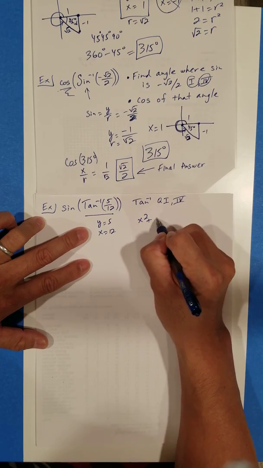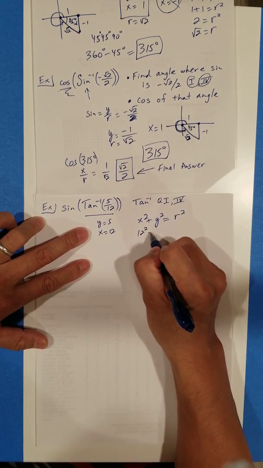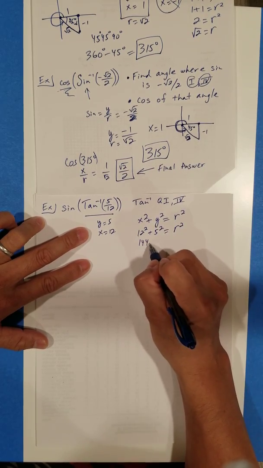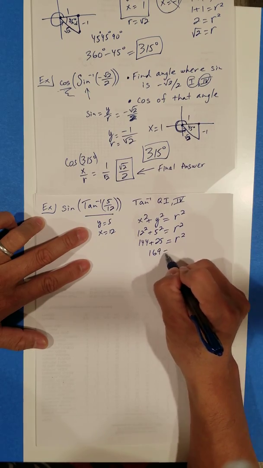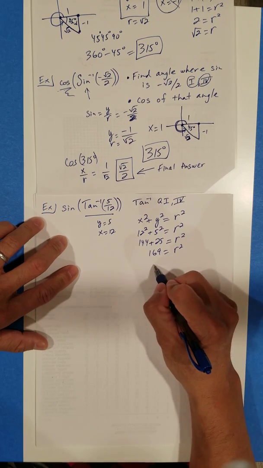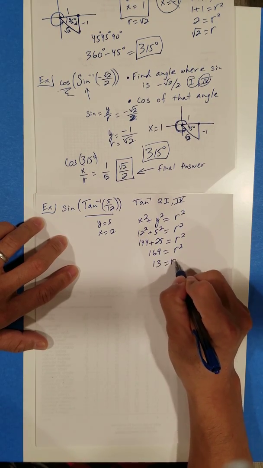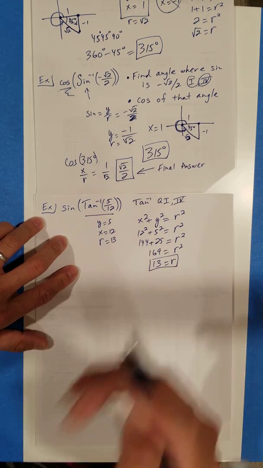x squared plus y squared equals r squared. So 12 squared plus 5 squared equals r squared. 144 plus 25 equals r squared. This is 169 equals r squared. What number times itself gives you 169? And r is always positive, so come up with 13. R is 13. So we found r equals 13.